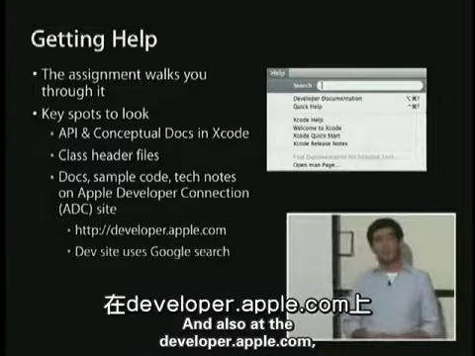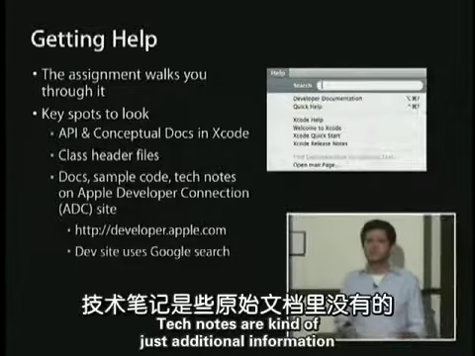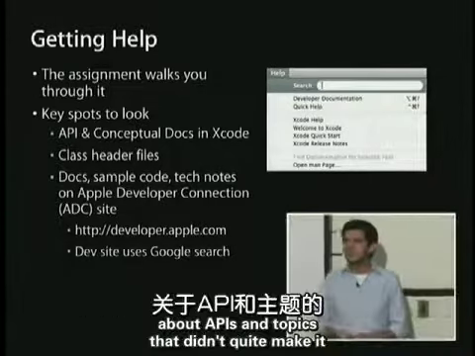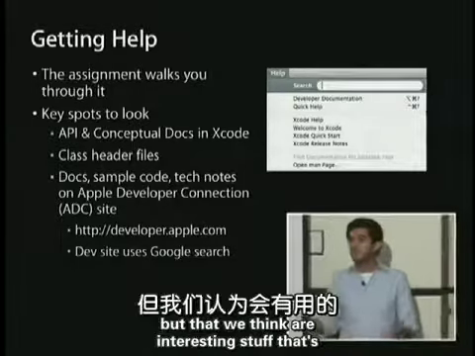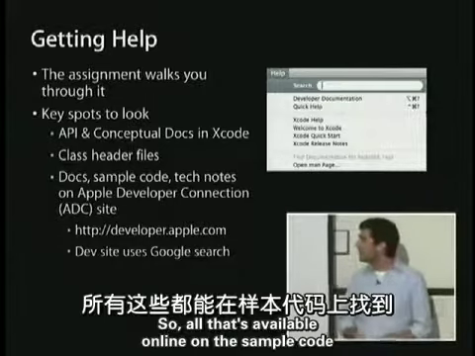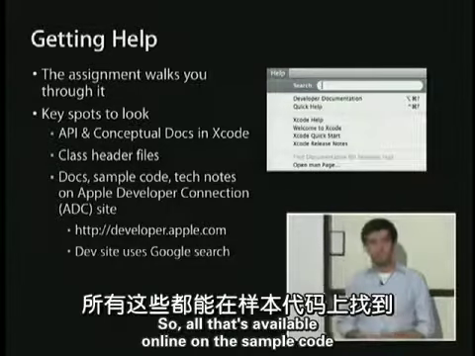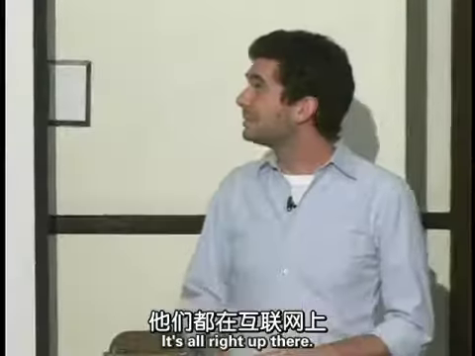Also at developer.apple.com, there's a lot of extra information. There's some great sample code and tech notes. Tech notes are kind of just additional information about APIs and topics that didn't quite make it into the original documentation, but that we think are interesting, stuff that's probably useful to know. So all that's available online, including the sample code, and you can search it with Google search. It's all right up there.